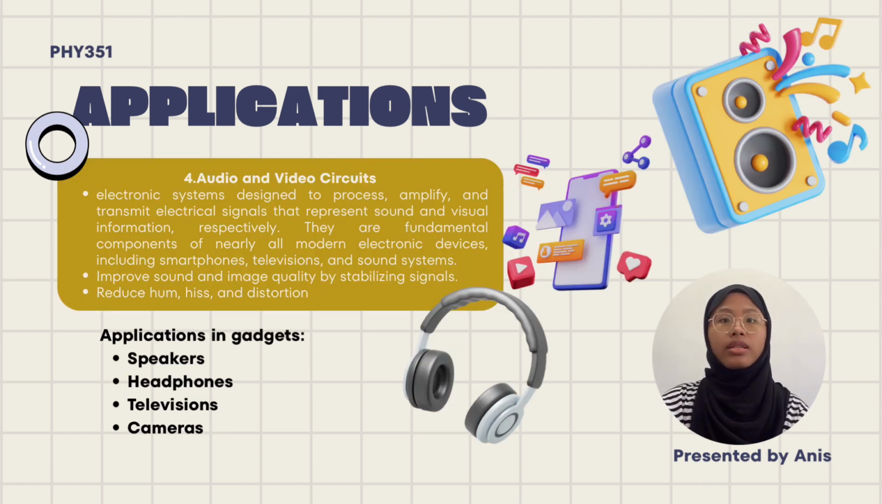Next, audio and video circuits are designed to process, amplify, and transmit electrical signals that represent sound and visual information. They are essential components in modern devices such as smartphones, televisions, and sound systems. By stabilizing and conditioning signals, these circuits reduce noise, hum, and distortion, resulting in clearer audio and sharper images. As a result, they significantly enhance the overall user experience in electronic gadgets.